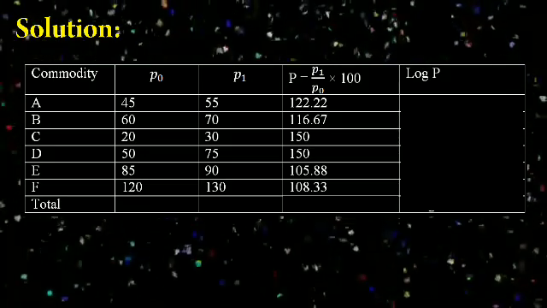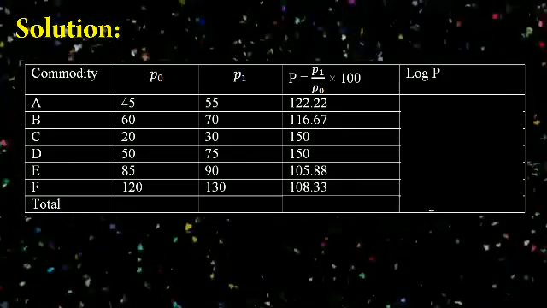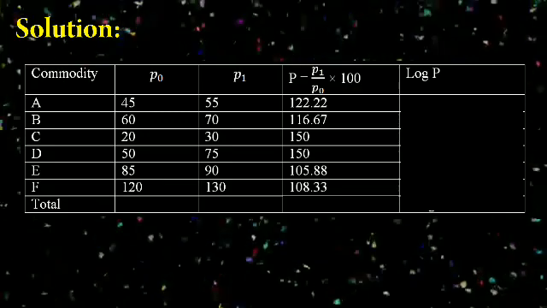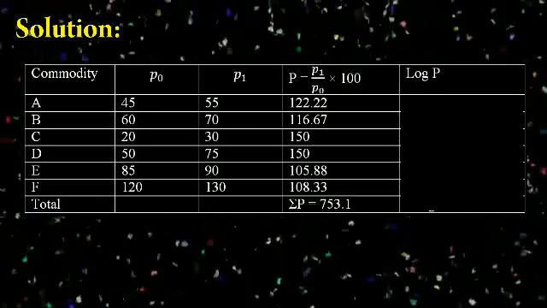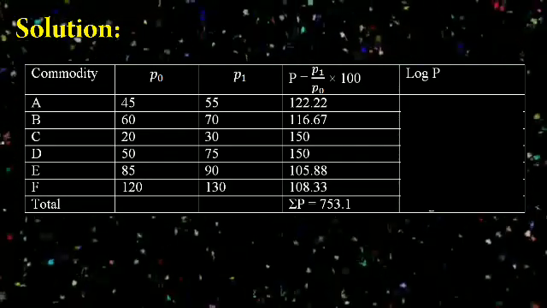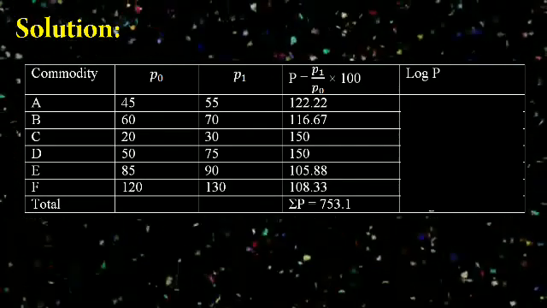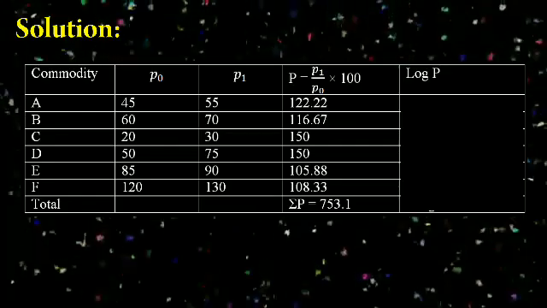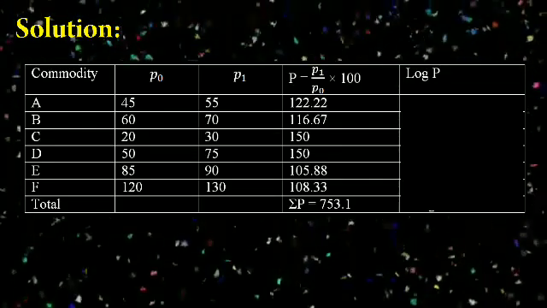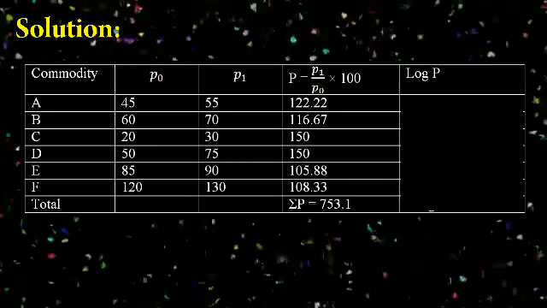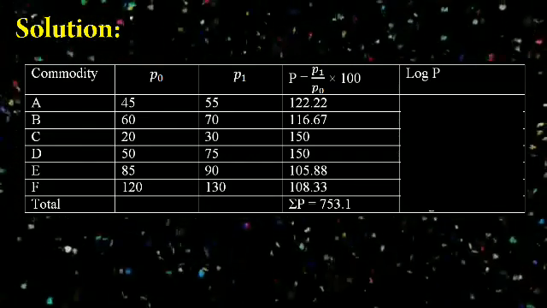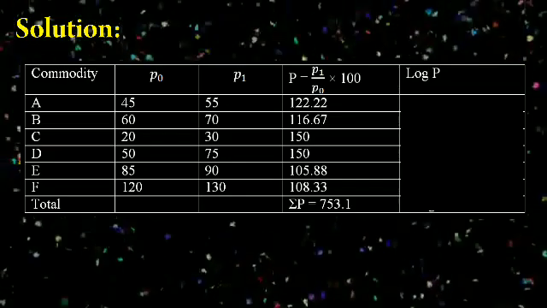Find the sum total of P, because in order to find the arithmetic mean, you should find sigma P to use in the numerator. So sigma P is 753.1, and based on this you can find AM. Now in order to find GM, you should find the log of the P values. So in the next column, write the variable name log P, the log of the price relatives, and start finding the values.